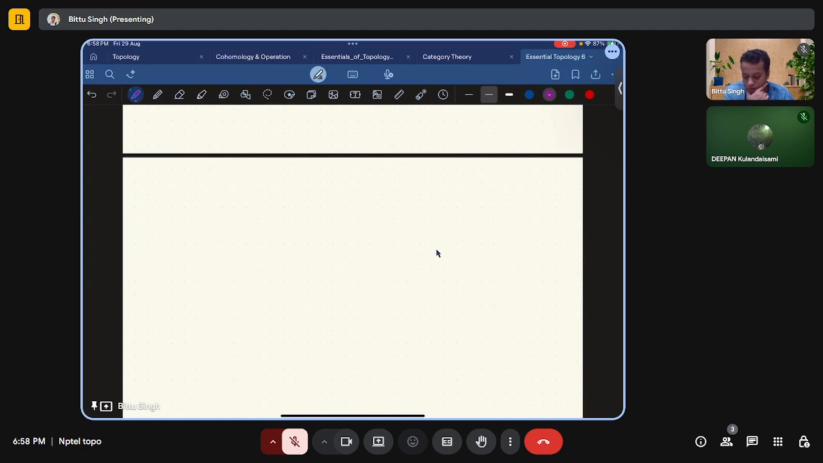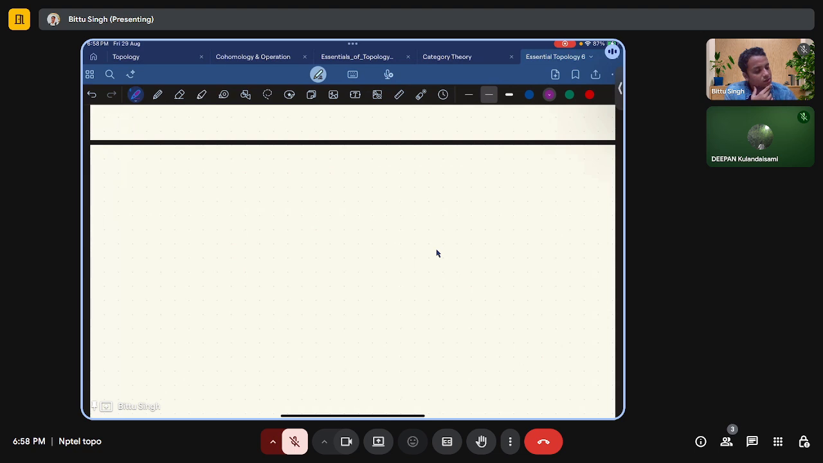Okay. Now there is another question. Question number 6. Which of the following are correct? Option A says that second countability implies first countability. Option B says the reverse direction, first implies second.